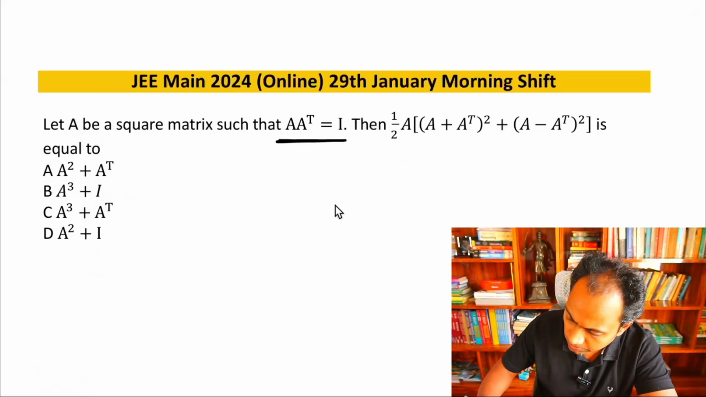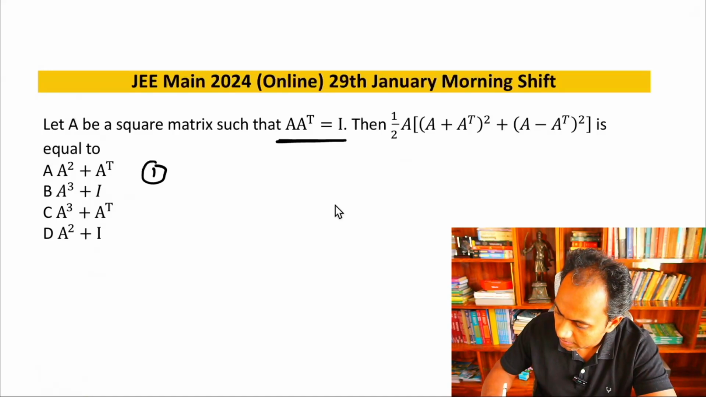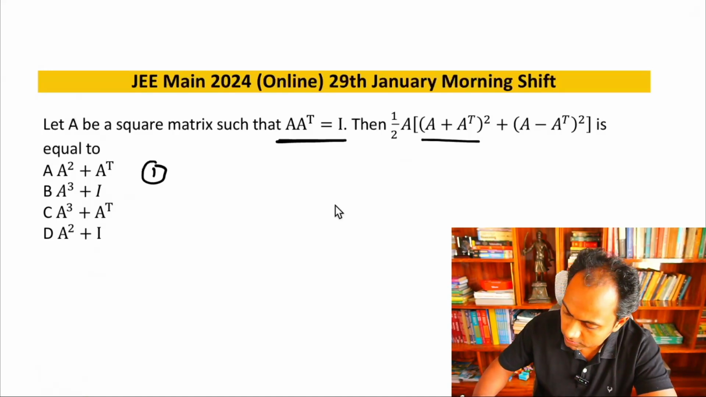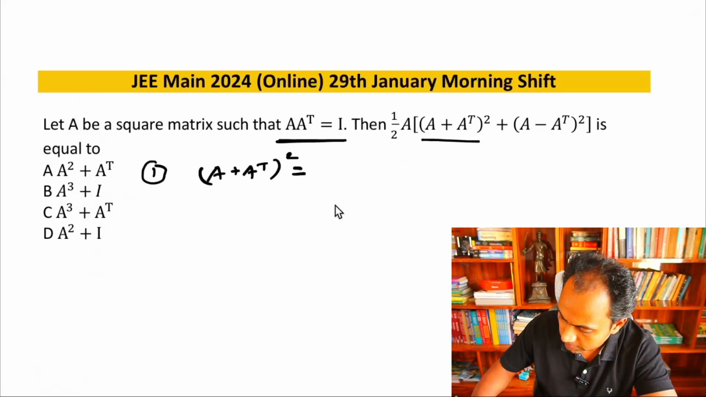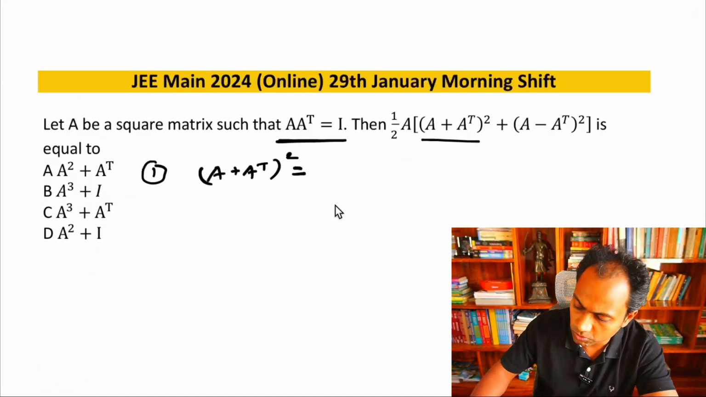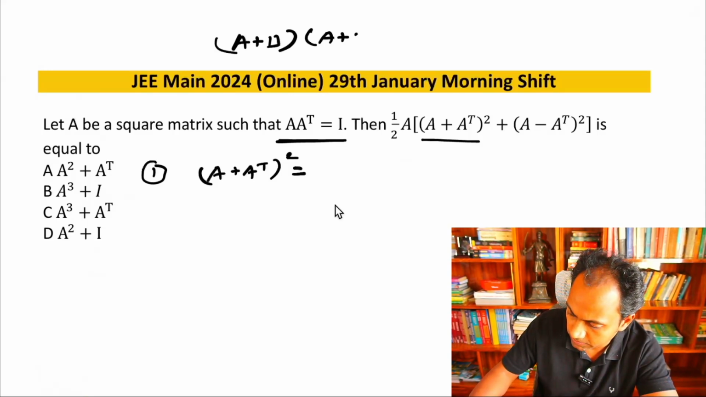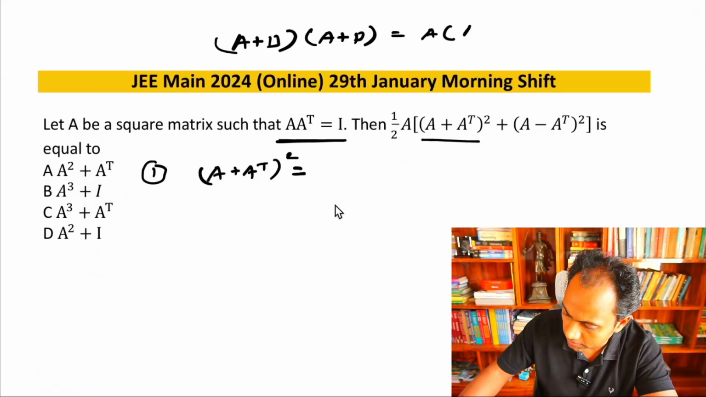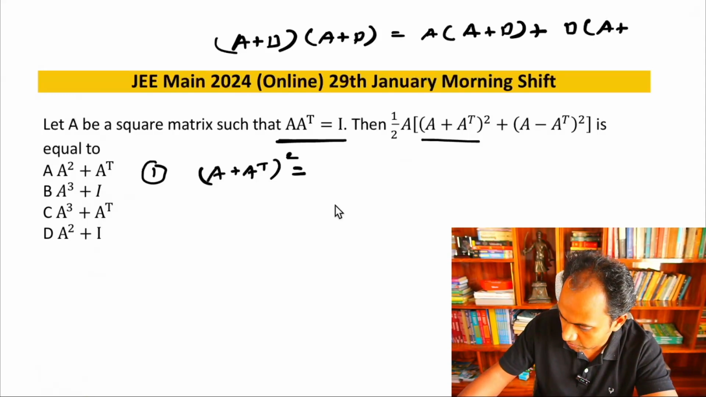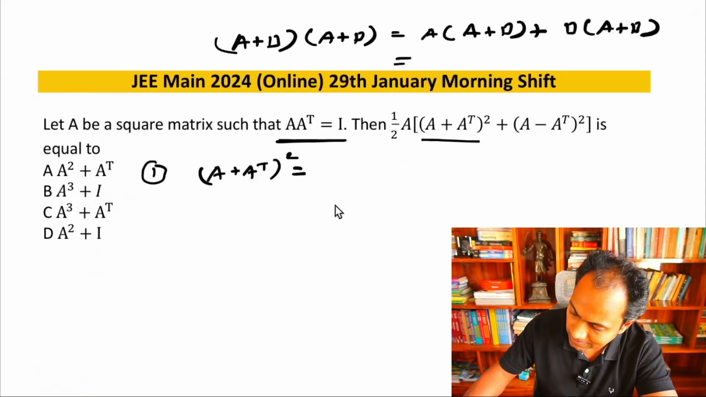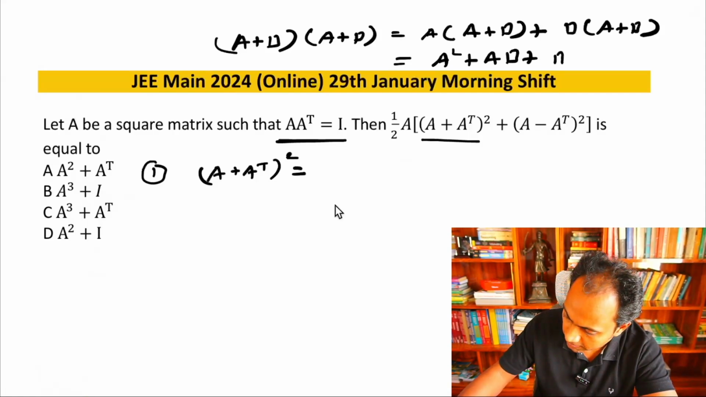So what I can do in the first step is, I can just open this square. What happens when I take (A plus A transpose) whole square? And for that matter, (A plus B) whole square also. So what will happen if you do (A plus B) into (A plus B), or (A plus B) whole square? You will have to distribute by keeping order intact. So this will become A into (A plus B) plus B into (A plus B). As a result, this will become A square plus AB, plus BA plus B square.